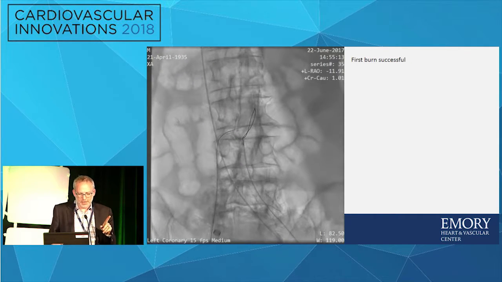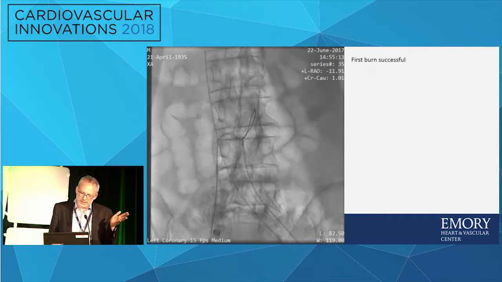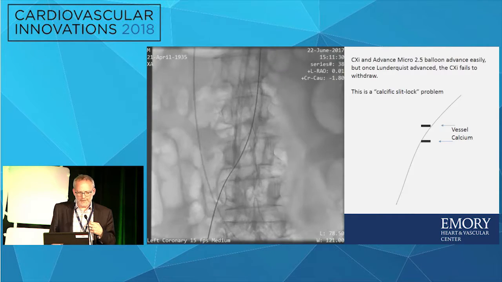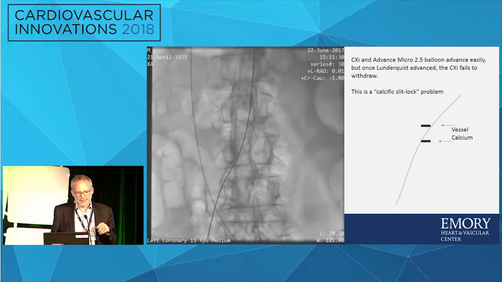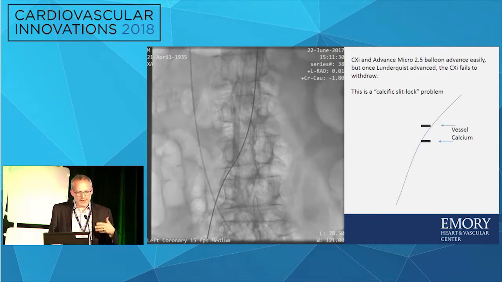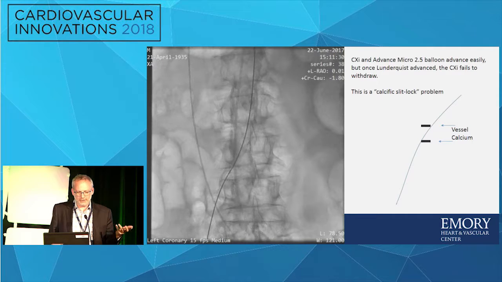The burn's not the problem here. You're going to get across because it's like threading a needle, right? If you're in the right spot, the wire's going to go across. Here we are snaring it. And then we drove it up. But here's what's interesting. We get the wire up, we get a microcatheter up, we swap out to the stiff wire, and I can't pull the microcatheter out.